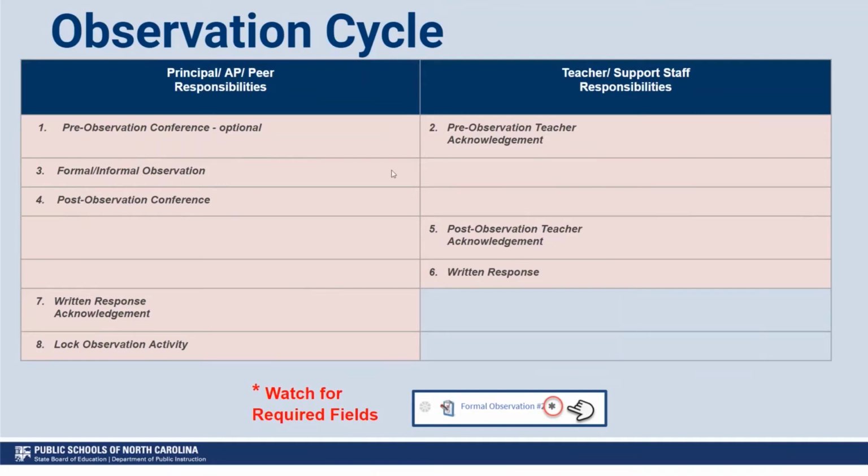The teacher has, at any point, an ability to enter a written response. And if a written response is submitted, the evaluator does get an email, and they must complete the written response acknowledgement in the NCEES system. Once everything and everybody's good with what is entered as data, you're ready to lock the observation activity. So that will be an evaluator activity.